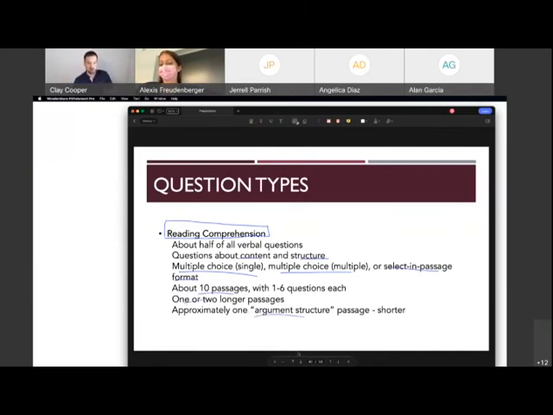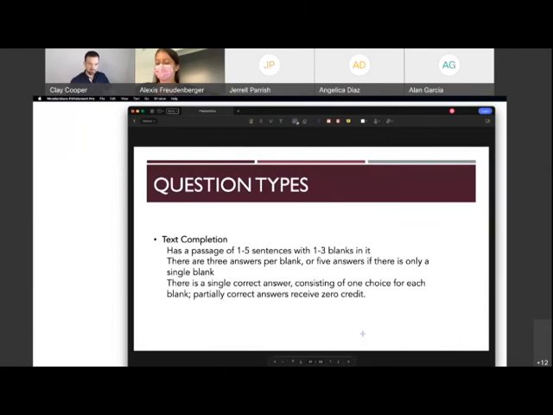There will be approximately 1 argument structure passage, which is a little bit shorter. If you all are at all familiar with the LSAT, this argument structure passage resembles much more closely what you do on the LSAT. One of the other question types that we face is a text completion question. A text completion question will have a passage of 1 to 5 sentences with 1 to 3 blanks in it. There are 3 answers per blank.